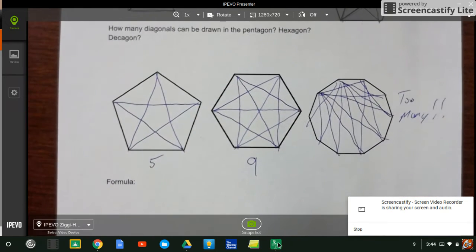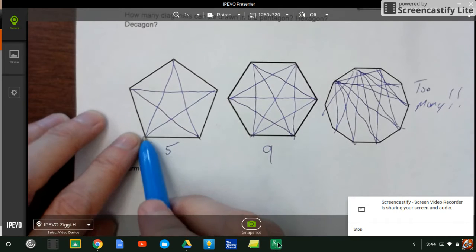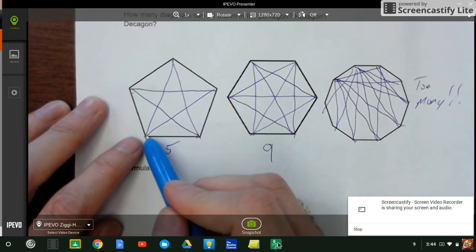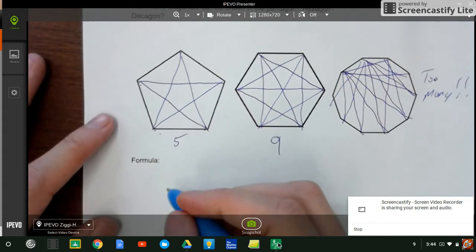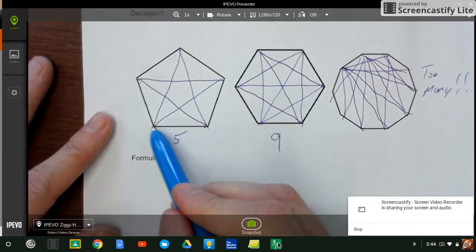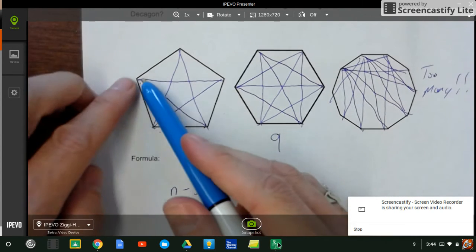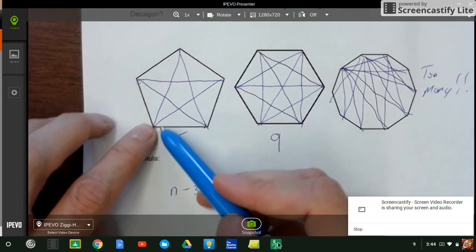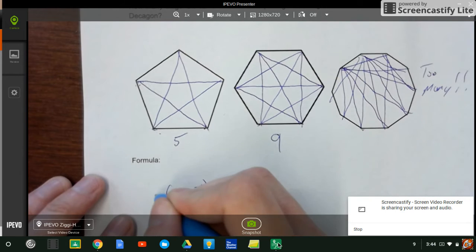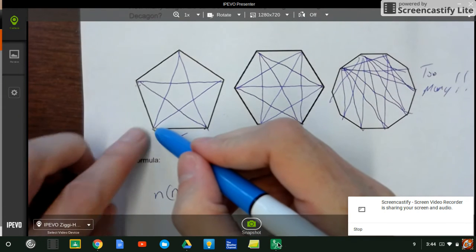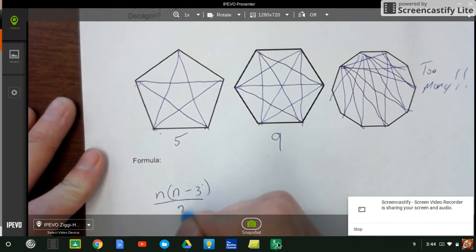So let's think about what we did here. Let's start with our simple pentagon. From this corner, I didn't connect to here or to there. So for every corner, I didn't connect to the one that exists and the ones on either side. So let's say I had n sides. I'm not connecting to 1, 2, 3 of those. And I did that for every one of these. So this one, all of them but 3. This one, all of them but 3. This one, all of them but 3. So I do that n times. But if I do it for here and for here, I did it twice. So I'm going to divide by 2.